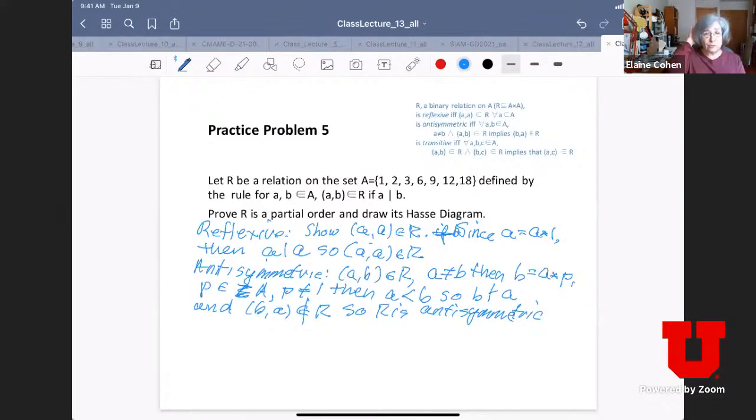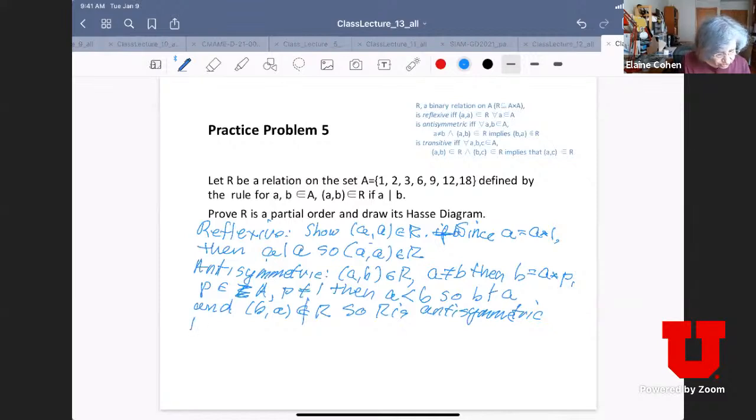We good? Everybody see that? Notice how we do this proof. We start out and say, suppose we have an element of the relation. For anti-symmetric, we have to start out saying A is not the same as B, and then show that (B, A) is not in the relation. And that's what we did.